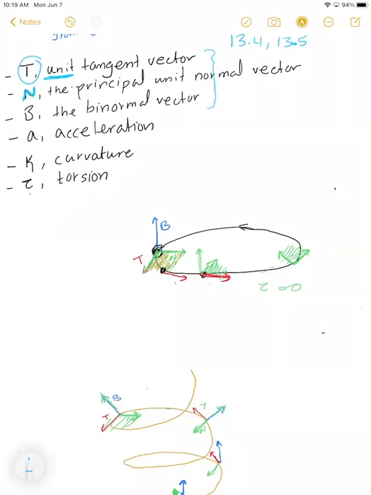Then we talk about acceleration, which is also a vector. We talk about curvature and torsion. Curvature and torsion are scalars, so they're just going to produce a number. Curvature is not going to be 0 or negative. However, torsion could be 0, negative, or positive.